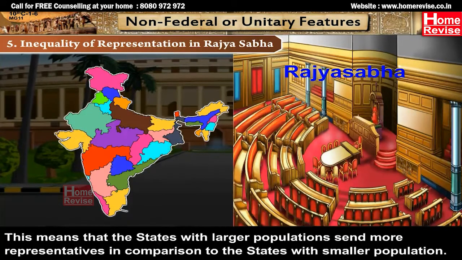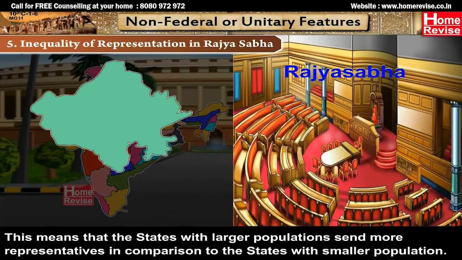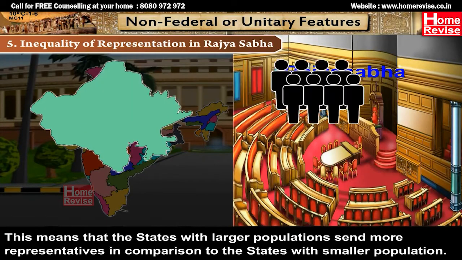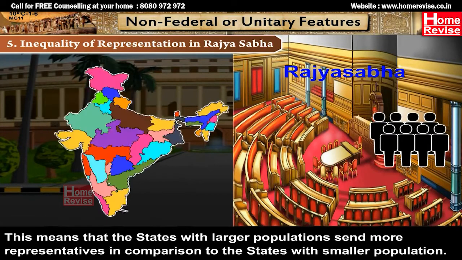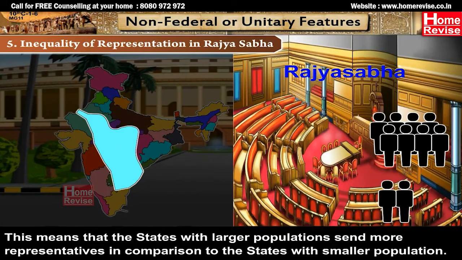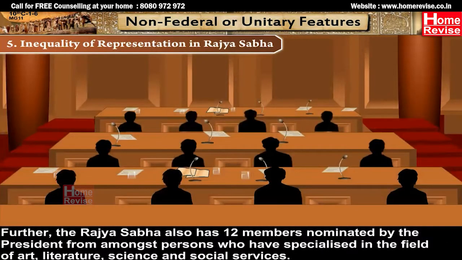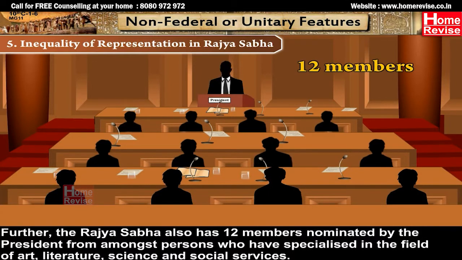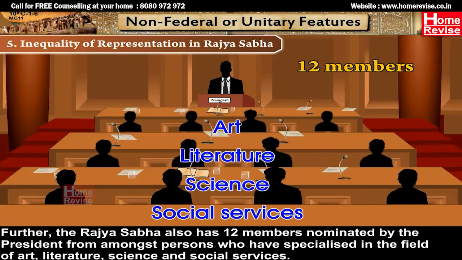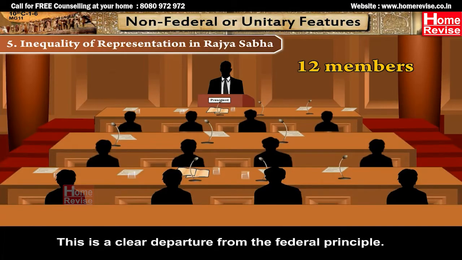What does this mean? Well, this means that the states with larger populations send more representatives in comparison to the states with smaller population. Further, the Rajya Sabha also has 12 members nominated by the President from amongst persons who have specialized in the field of art, literature, science, and social services. This is a clear departure from the federal principle.